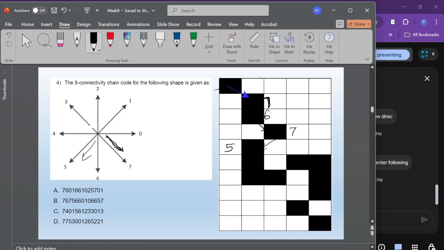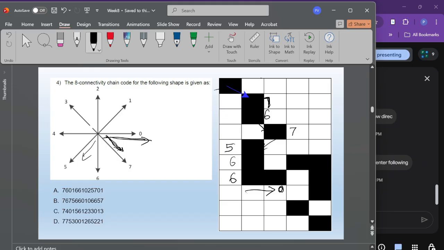Again it is moving straight downward, so it is again 6, right? Now for the next stop, it is again downwards continuously, so 6 again. Now it is in this way, right? So this direction is represented by 0, right? It is represented by 0. So here it is 0.